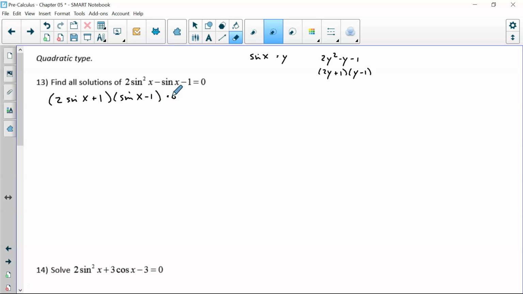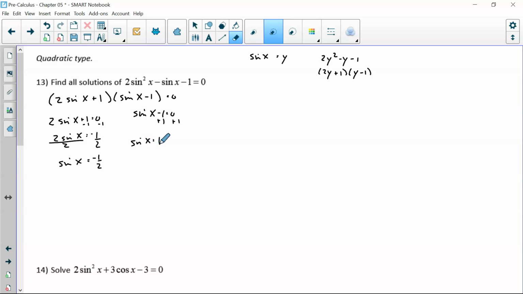It's factored. Now, just like we've been doing, set each factor equal to 0. 2 sine of x plus 1 equals 0. Sine of x minus 1 equals 0. Subtract 1. 2 sine of x equals -1. Divide both sides by 2. Sine of x equals -1/2. Add 1 here. The sine of x equals 1.